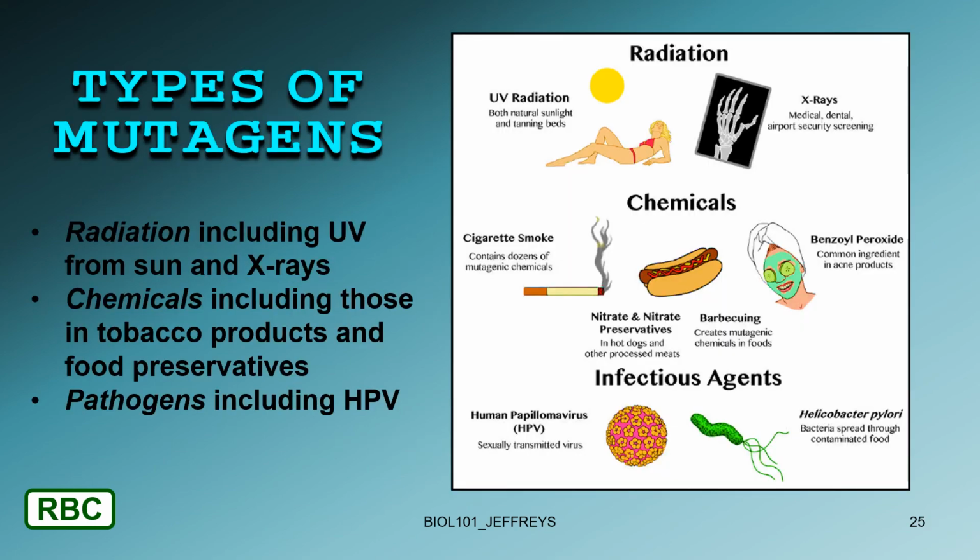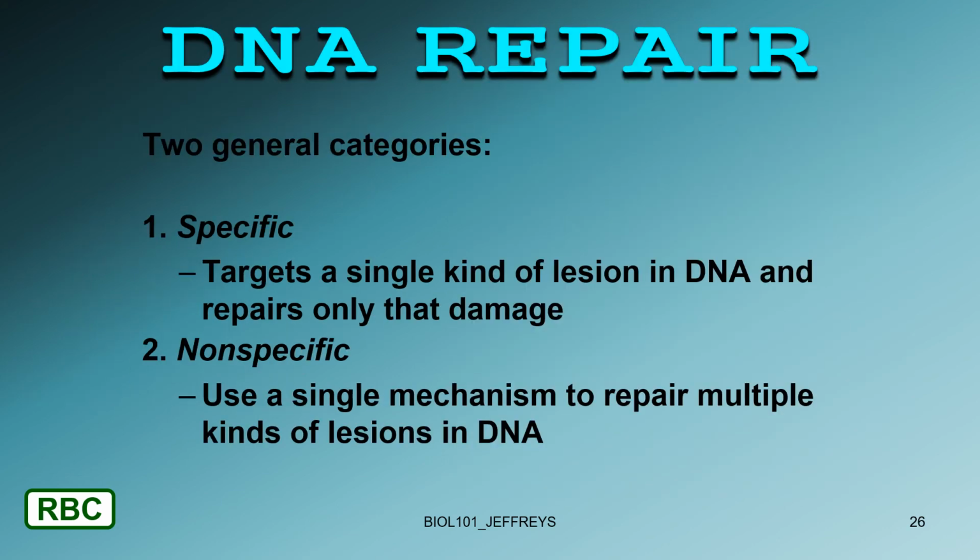Types of mutagens include radiation, like X-rays and UV radiation from the sun, of course, chemicals from cigarette smoke, and preservatives in food, and then obviously pathogenic agents can cause DNA mutation. So DNA repair has roughly two categories: specific repair and non-specific repair. Specific repair is where a single kind of lesion gets repaired and only that lesion gets repaired.